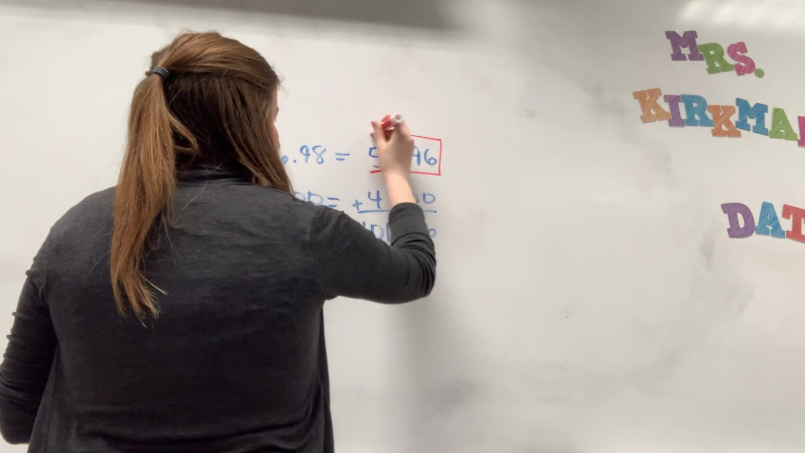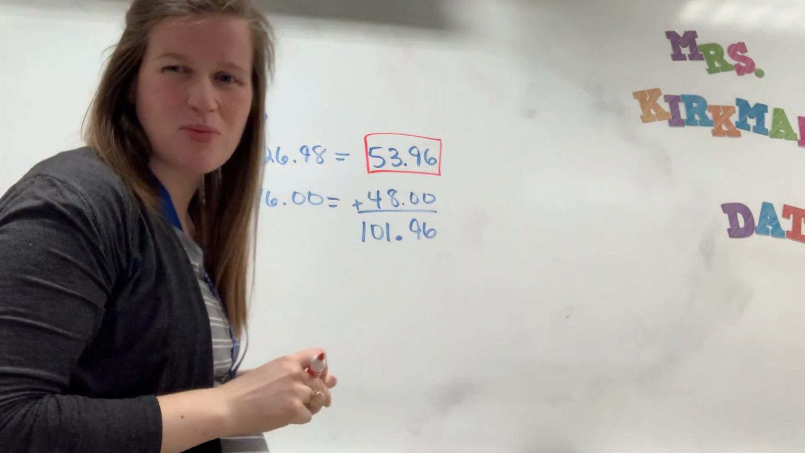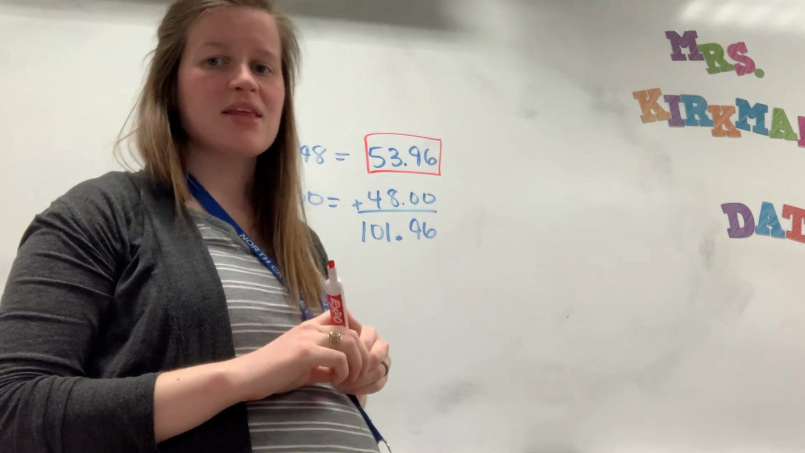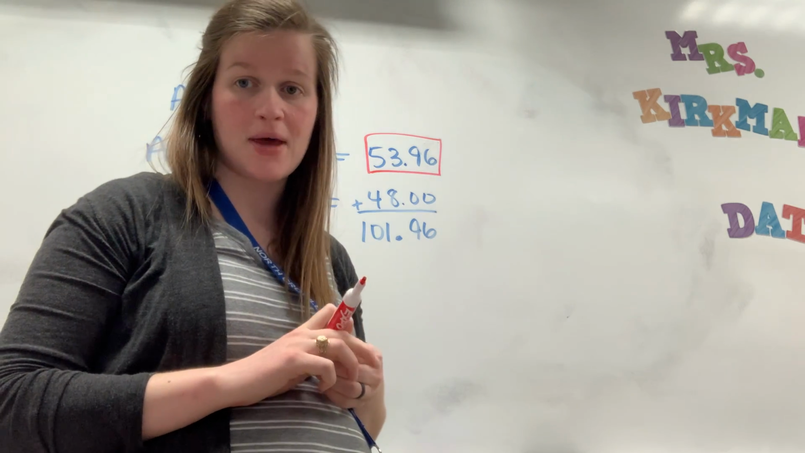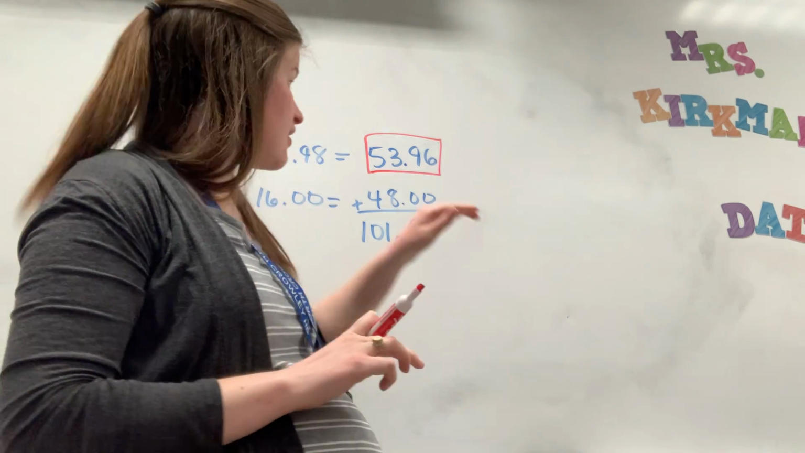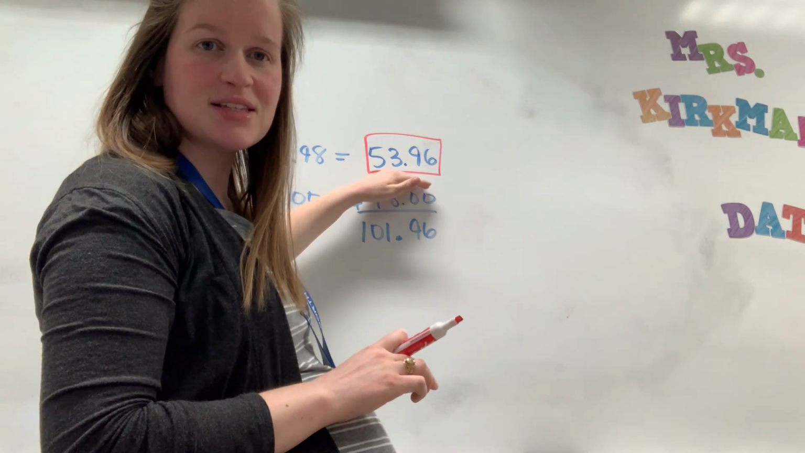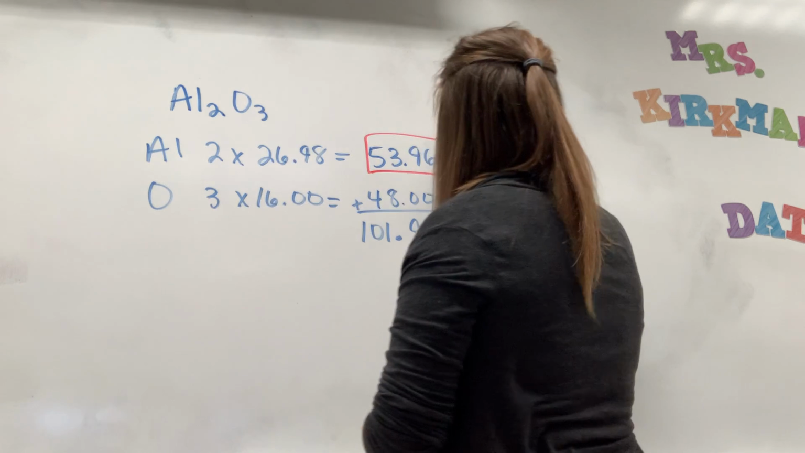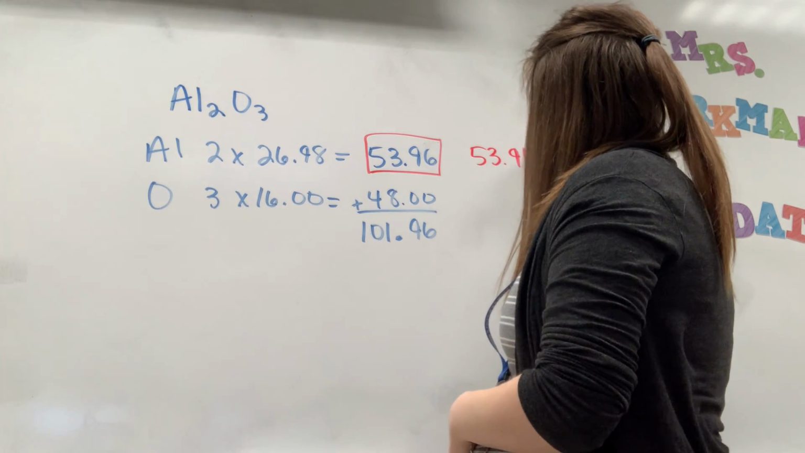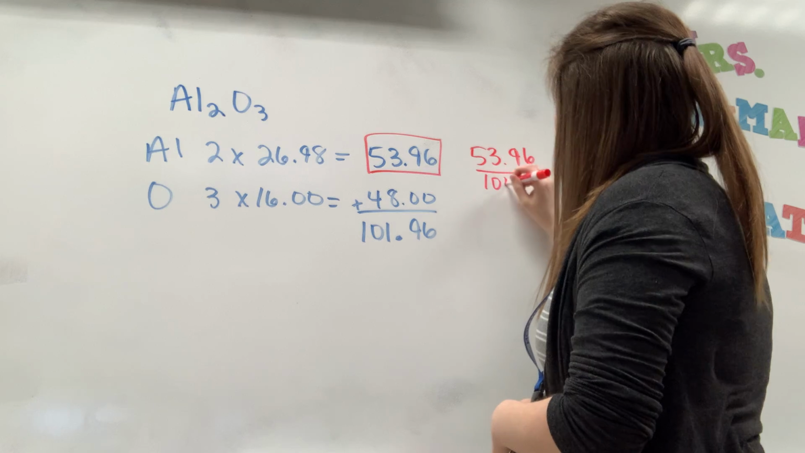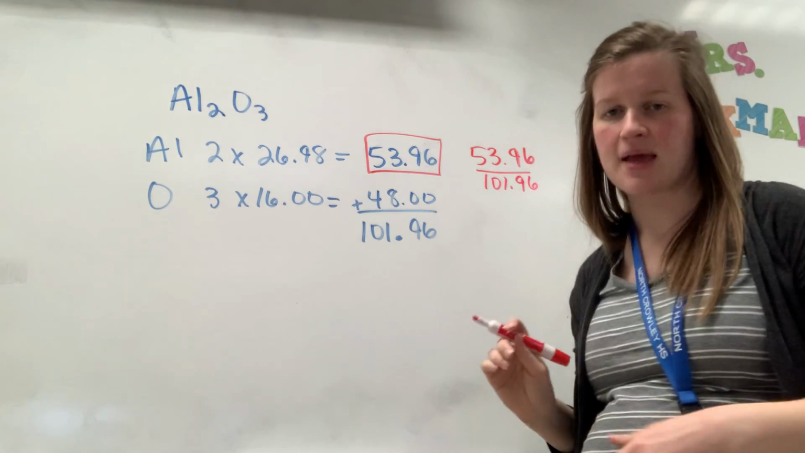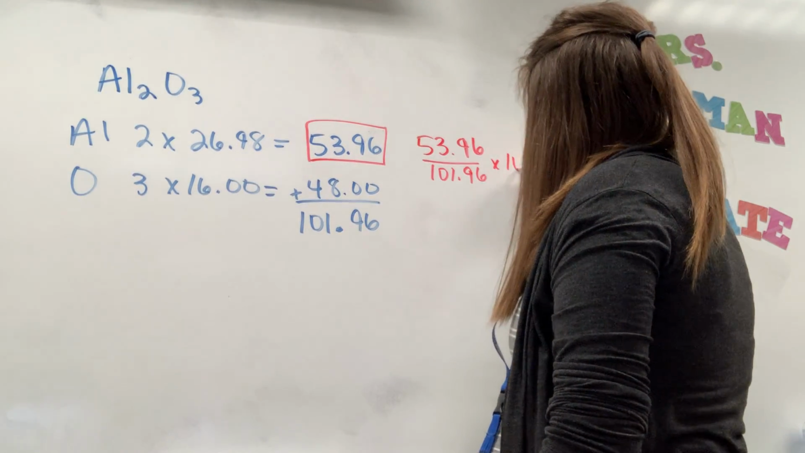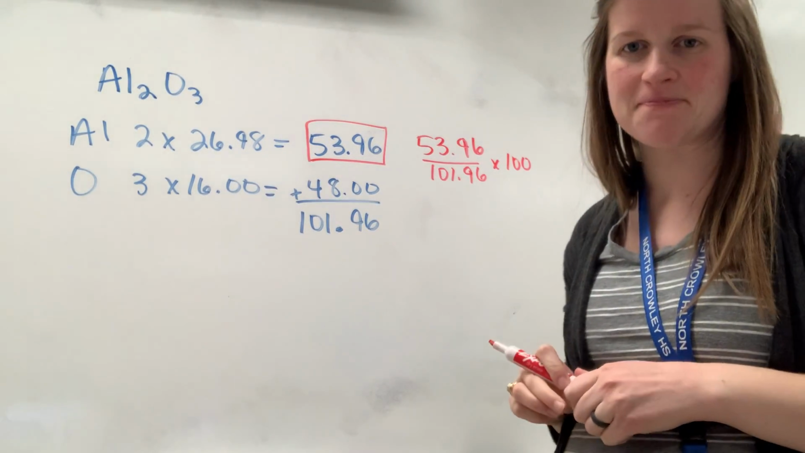I'm not picking the molar mass, because if I picked the molar mass, what was the point of solving for the molar mass of the compound? No, I pick the total mass contributed by the element. So for aluminum, I'm doing 53.96. I'm going to divide it by the total molar mass, 101.96, okay? And then I'm going to multiply it by 100. So my part over my whole times 100 gives me percent, okay?